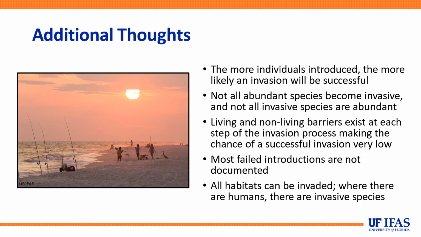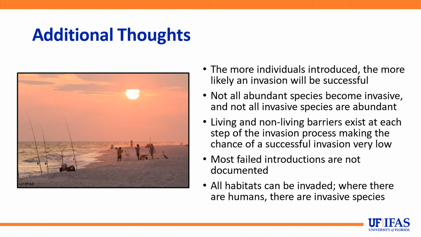Here are some last thoughts on the invasion process. The more individuals introduced, the more likely an invasion will be successful. Don't underestimate a small number of individuals, though. Not all abundant species become invasive, and not all invasive species are abundant. Look at our hypothetical fish example of 2 fish making their way from an aquarium into a lake and eventually into 2 lakes with canals, creeks, springs, and a river.